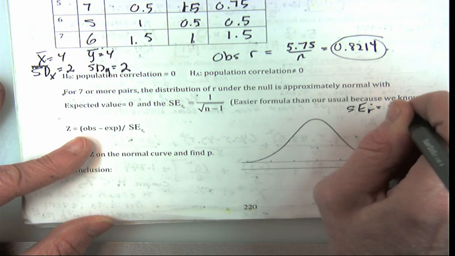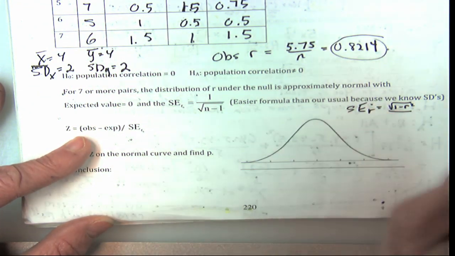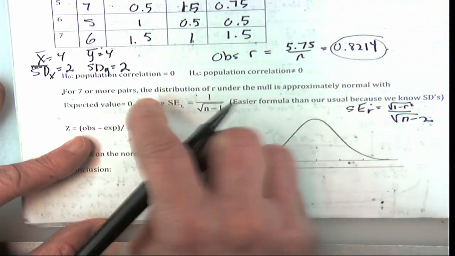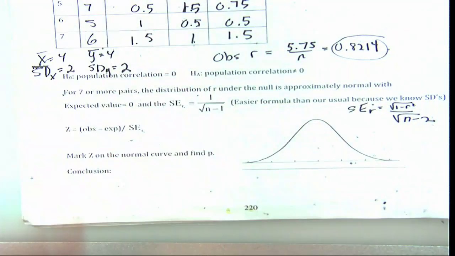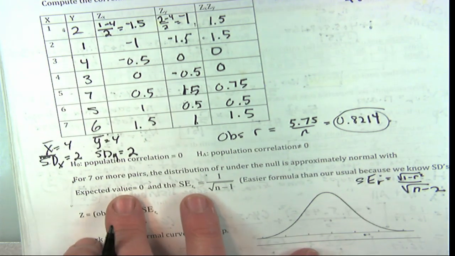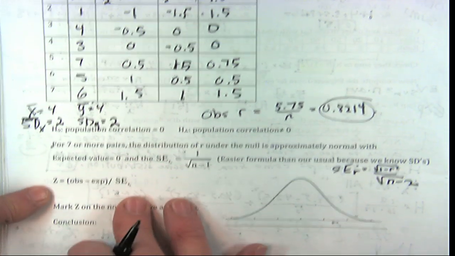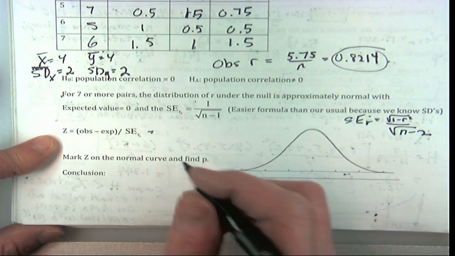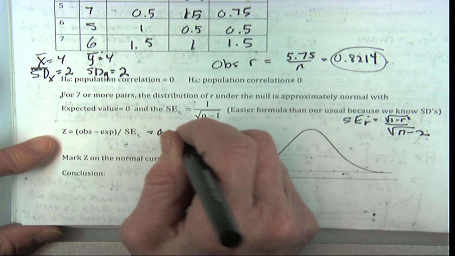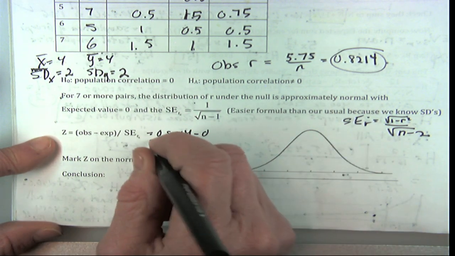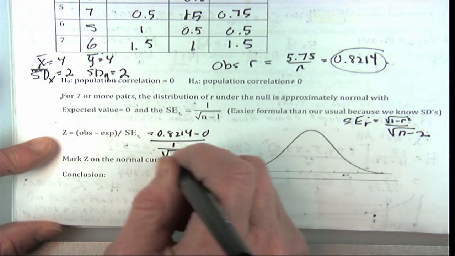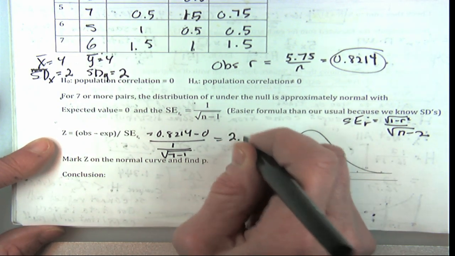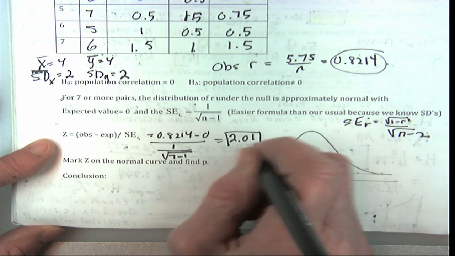The square root of 1 minus r squared, over the square root of n minus 2. And you don't have to memorize this; it isn't going to be on this final. But we have such a simple set of numbers, integers between 1 and 7, that we know the standard deviations. So we can just use the simpler formula to compute our z-score: the observed, 0.8214, minus what we'd expect under the null, over 1 over the square root of 7 minus 1. I did that, and I got 2.01. So that is our z-score.